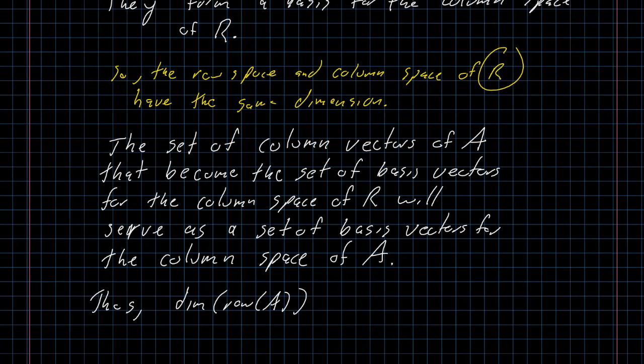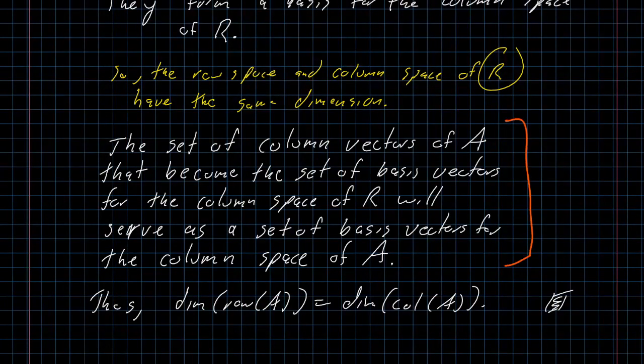So the dimension of the row space of A is equal to the dimension of the column space of A, which is what I said I was going to set out to prove. And as is often the case with proofs at this level, the result itself is interesting. Some of the things we say along the way are also interesting.